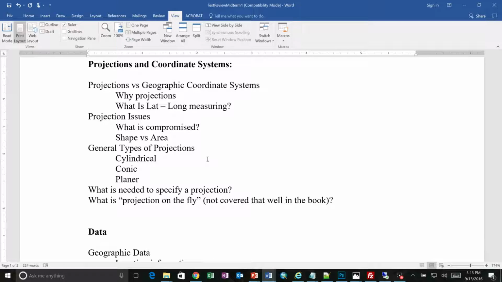Cylindrical maps are used for the Mercator. The Mercator projection is the most famous cylindrical projection. And the Mercator projection is used first as a worldwide map for navigation, and it's also used in its transverse form for mapping small areas of the world.